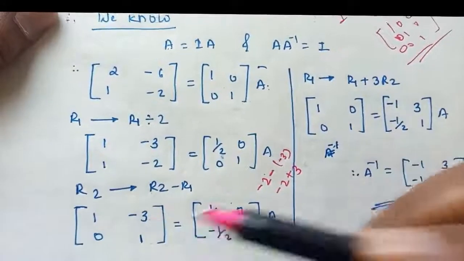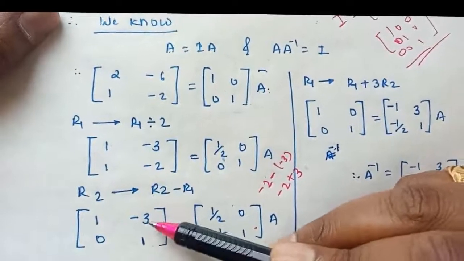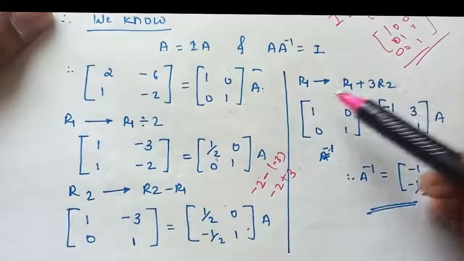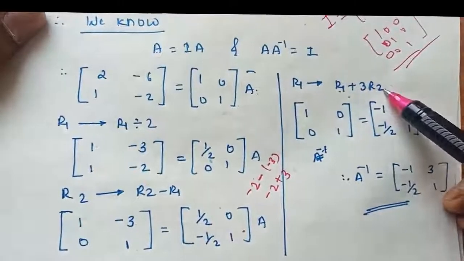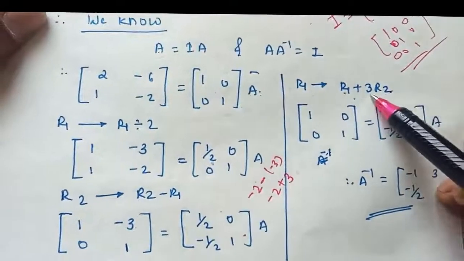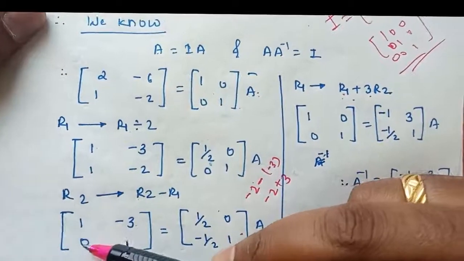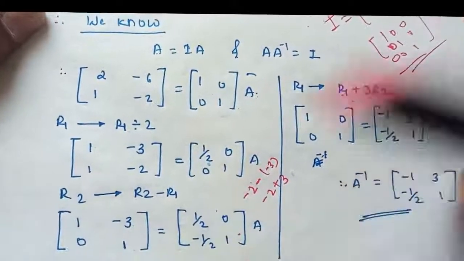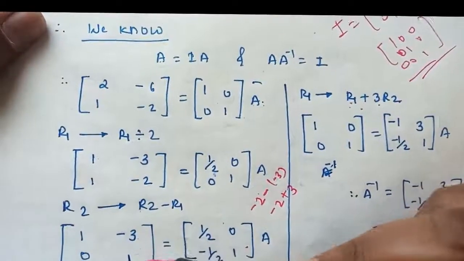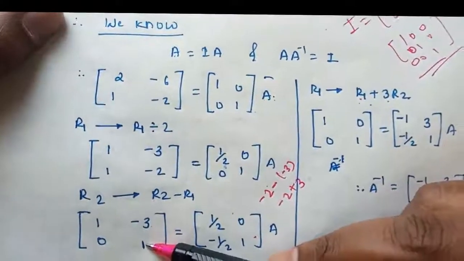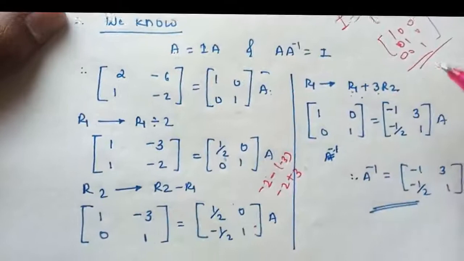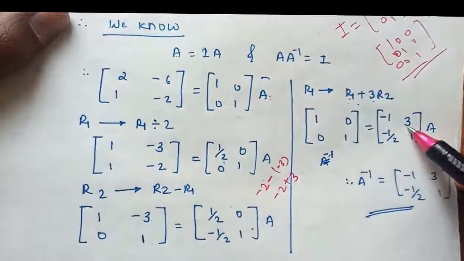So if I want 1 here, definitely what I have to do is change R1. R1 changes to R1 plus 3R2, meaning I have to multiply R2 by 3 and then add it to R1. If I multiply 0 with 3, 3 into 0 is 0, 1 plus 0 is the same thing. Now minus 3, here I have to multiply by 3, 3 into 1 is 3, minus 3 plus 3 is 0, so again I got 0 here, same thing I have to do here.